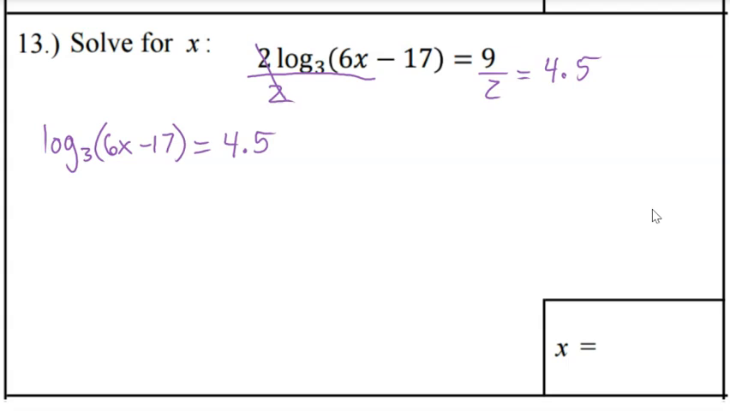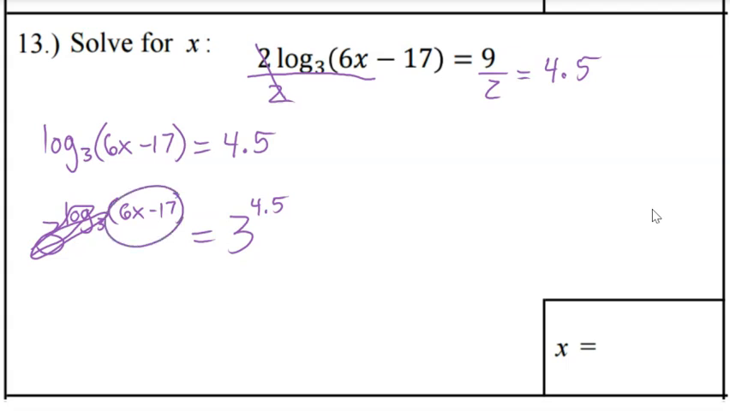Now we want to cancel this log base 3, so we need to introduce an exponential base of 3. So we'll do 3 to the power of log base 3 of 6x minus 17, and that's on the left, equals 3 to the power of 4.5. Now the 3 to the power of log base 3, those are going to cancel each other out. And all we're going to have left is the 6x minus 17. So bring down the 6x minus 17, and that's equal to 3 to the power of 4.5. We're going to leave that in the exponential form because it has that 0.5 there. That could mess things up.